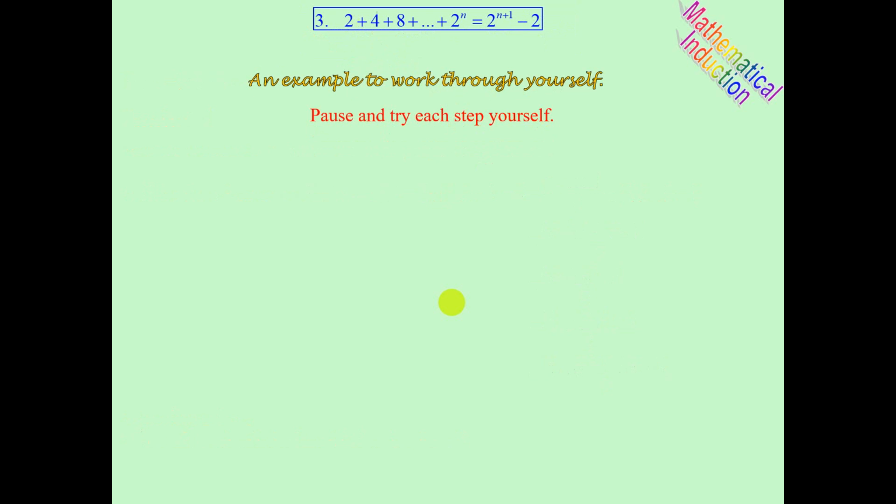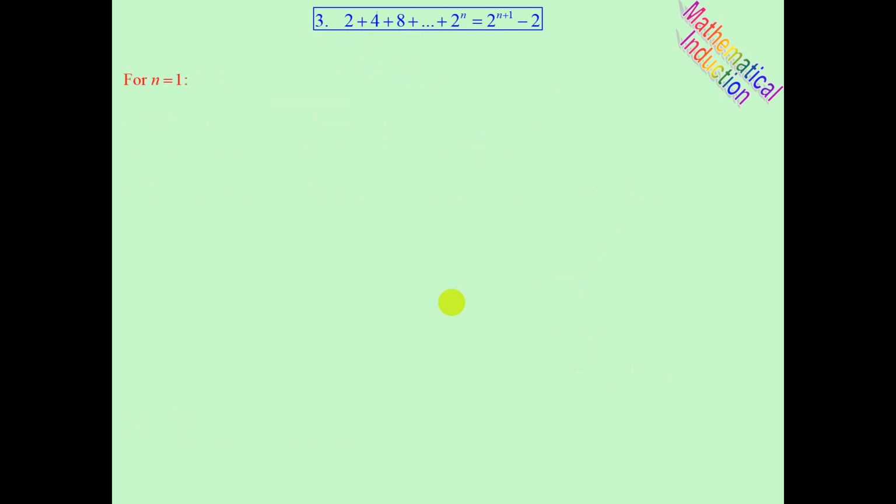Right, here's one with exponents. So we're going to take n equal to 1, and we take just the first term. And then we're going to substitute 1 for n in the right-hand side. And we see it also comes out as 2, which is equal to the left-hand side. So therefore, true for n equal to 1. And we now assume true for n equal to k.